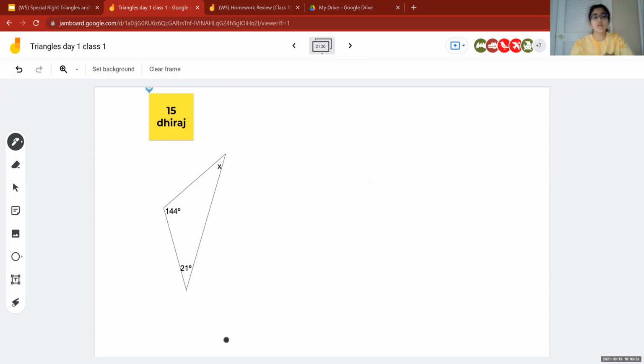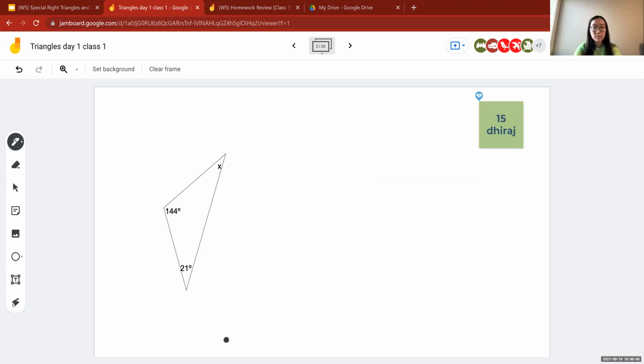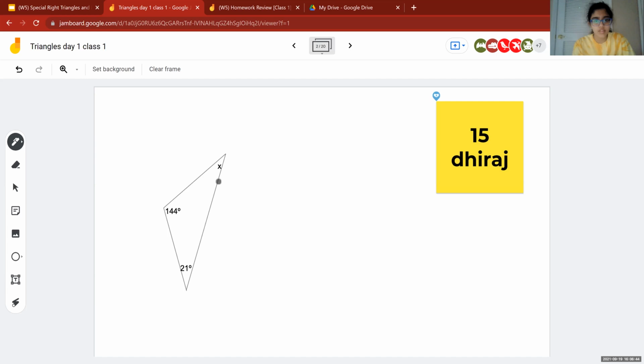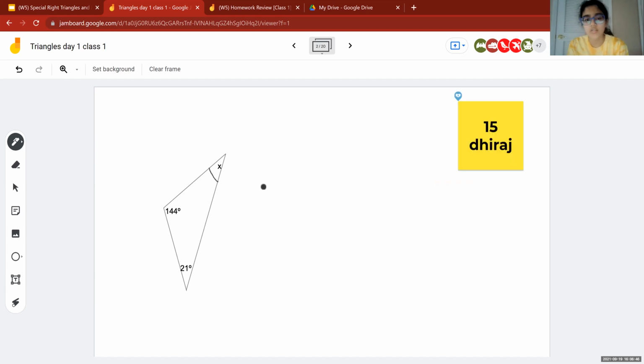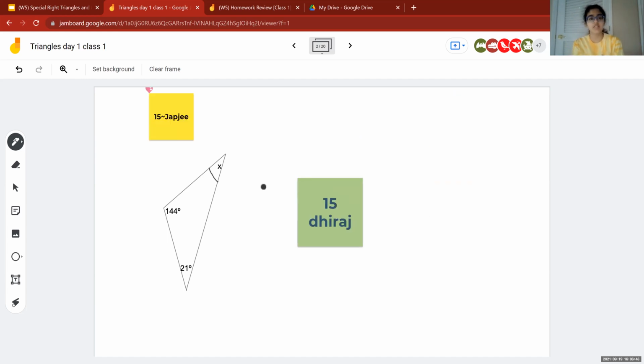Okay, so the question is asking for you to find x. So x over here is the angle measure of this. So make sure to put your answer on a sticky note.